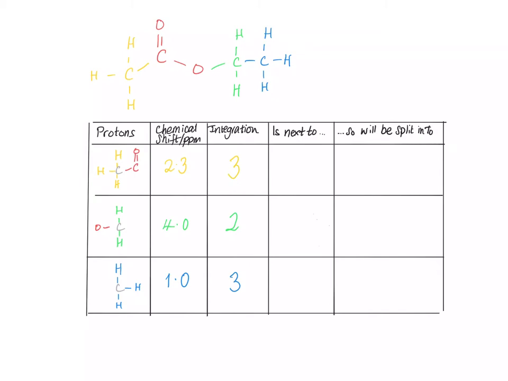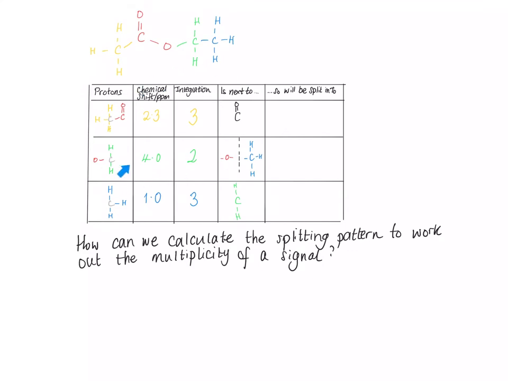The next column we're going to fill in is the next to column. So this thing here, the 1, 2, 3 yellow protons, is next to a C double bond O. This one here. The green are next to 2 different types. It's next to, on the right hand side, a CH3, and on the left hand side, next to an oxygen. And finally, the blue protons here are next to the green CH2s, which we've put in here. So now we've filled in all of these bits of the table.